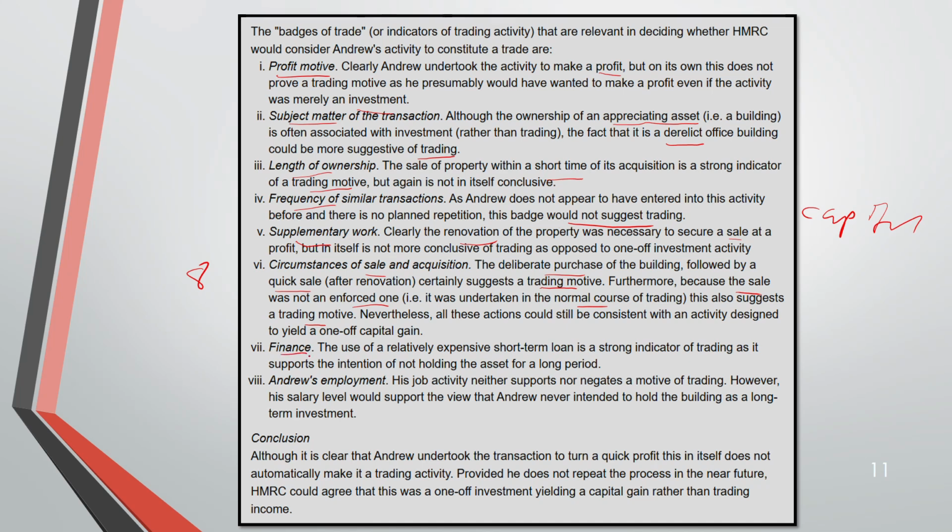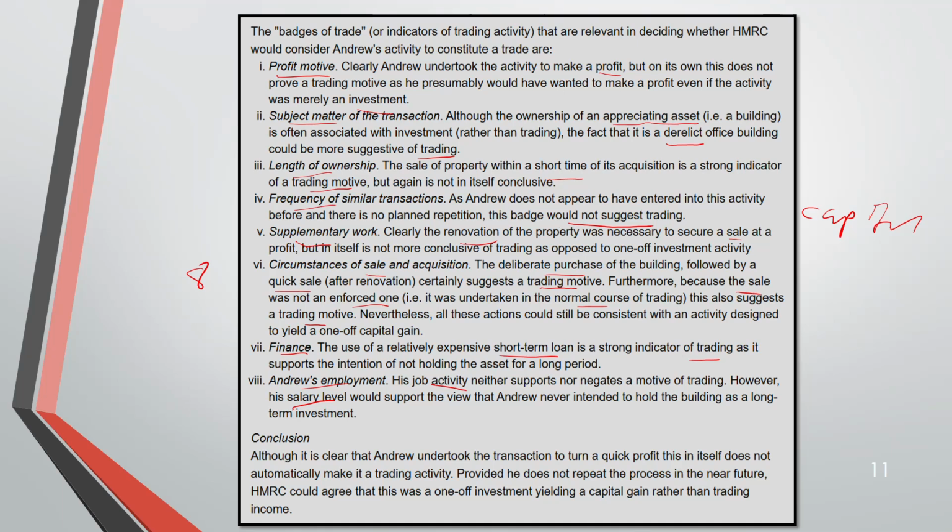Next, finance. You have used a short-term loan. So a short-term loan means mostly it is for trading, because they told 3 years loan. Next, employment. If you see his job activity, selling of building and all, clearly it is not telling you anything, whether it is trading or an investment. But if you see his salary level, he has a salary of 48,000. So this would support that Andrew would never intend to hold the building as a long-term investment. If you see his salary level, it looks like it is a trading income.